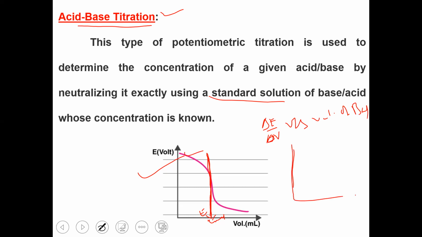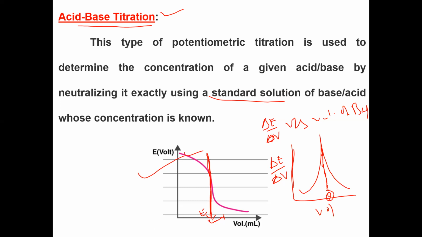Then you can get a curve like this. See this one, this is delta E by delta V, and this is the volume. Then you can get this type of graph, and this is a peak. So after drawing a line from the peak, this indicates the equivalence point or end point of these two solutions. So this is about acid-base titrations. So this is the potentiometric titration.